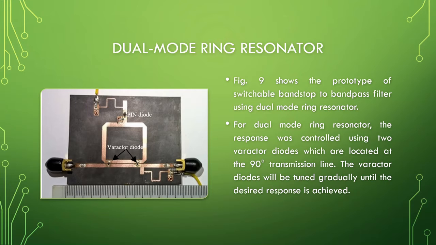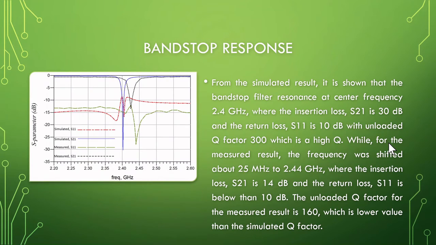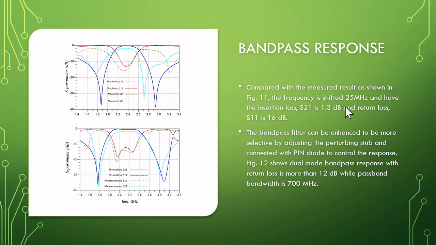So this is the dual mode ring resonator, right? It's based on the ring dual mode resonator, and we placed a varactor diode here in the transmission lines to make a tuning so that the filter can produce the bandstop or bandpass response. So this is the bandstop response for the dual mode ring resonators, where we can see that it's a very high Q filter here, right? And this is the bandpass response.